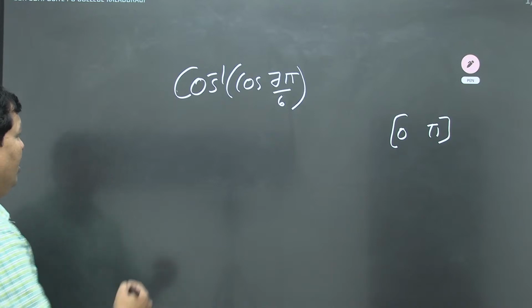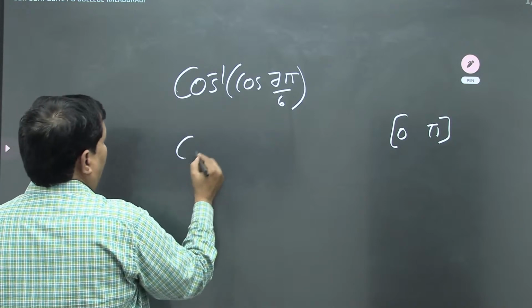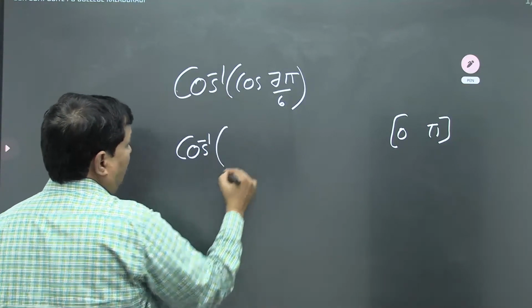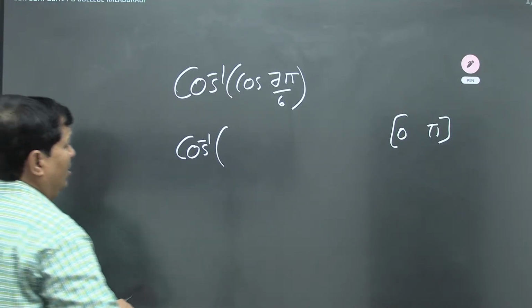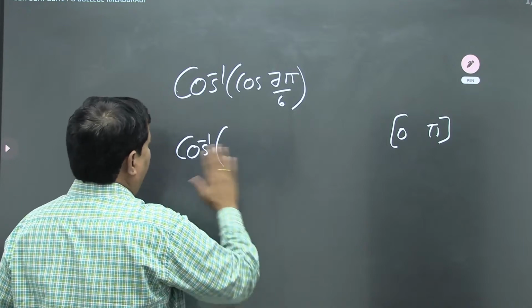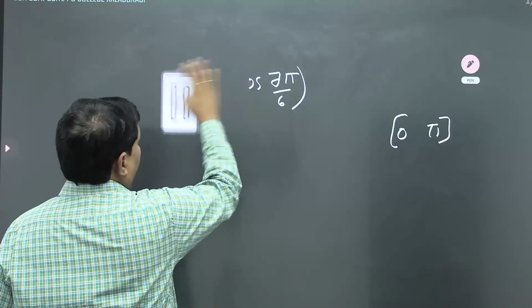Again, I want to write this as cos inverse of, sorry, 7 pi by 6 is over. Now it is 13 pi by 6. 7 pi by 6 we already discussed here.